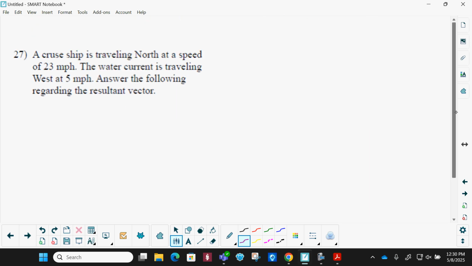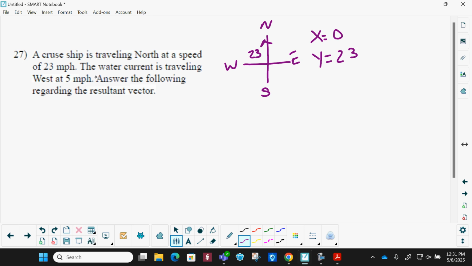Okay, here we go. A cruise ship is traveling north at a speed of 23. So if I were to graph this, remember north, south, east, and west. So I'm going north at 23. That means my x value is 0 and y is 23. And then the water current is traveling west. So west would be over here at 5. This is an x value, but it's also pointed in the negative. So we're going to make that a negative 5 and y equals 0.